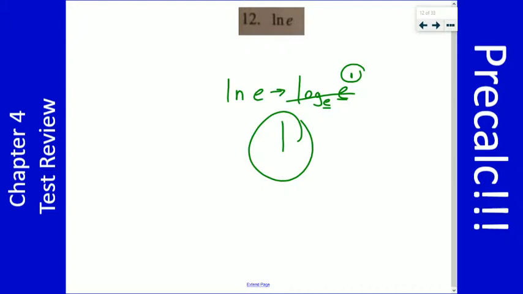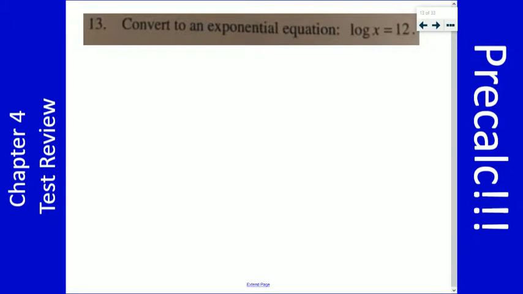Okay, on to number 13. Convert to an exponential equation. So we have log of x equals 12. One thing that's important to remember with this is that logarithm of x is the same thing as saying log base 10 of x equals 12. Whenever we are rewriting a logarithm as an exponential, we want to take whatever the base is. In this case, it's 10, and that becomes 10 to the 12th power equals x.